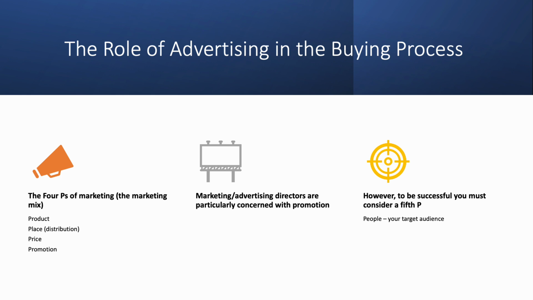Now, marketing, which is heavily tied to advertising, is often defined by the 4 Ps: product, place, price, and promotion. Advertising directors focus heavily on promotion. This is how to communicate and sell the product. But to be truly successful, you need to add a 5th P: people, your target audience. Understanding your audience is key to making every other element work effectively.